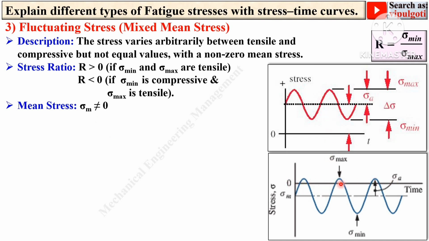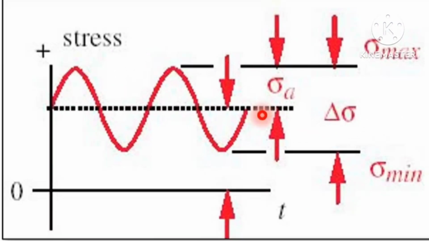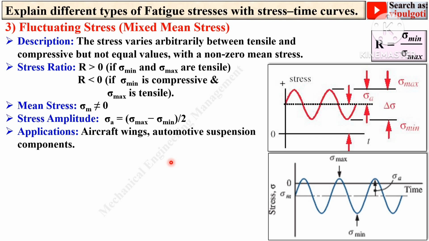In this case you can see stress amplitude. Previously we have discussed this is the stress amplitude, and sigma A is exactly (sigma maximum minus sigma minimum) divided by 2. Applications: aircraft wings, automotive suspension components, etc.